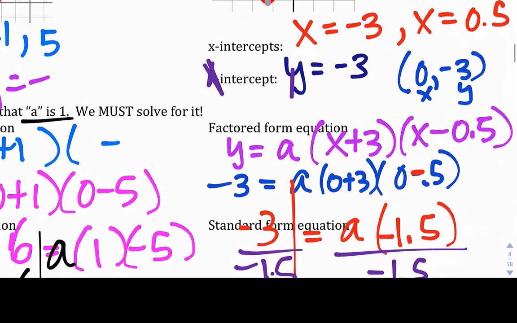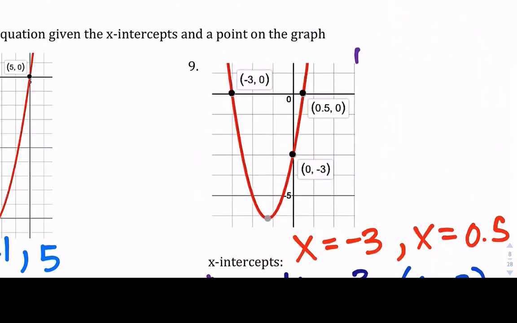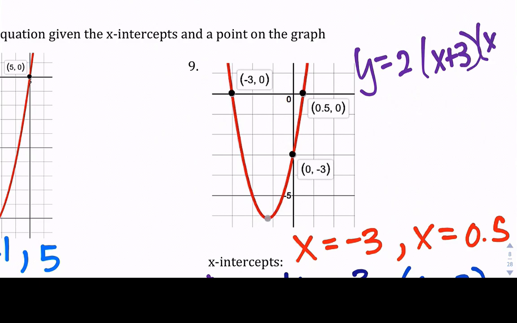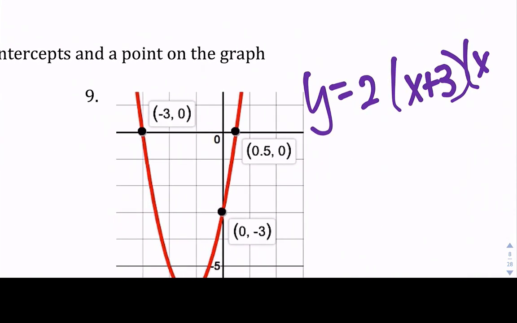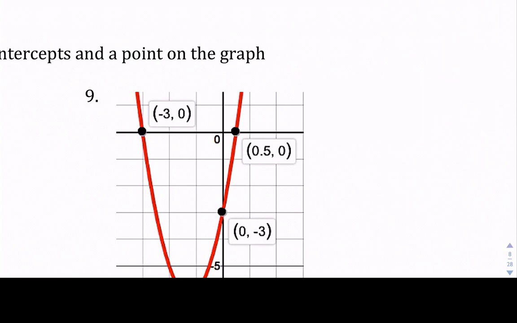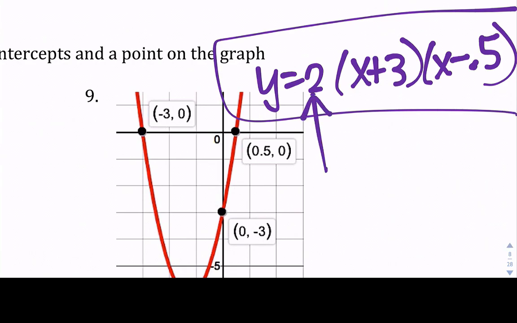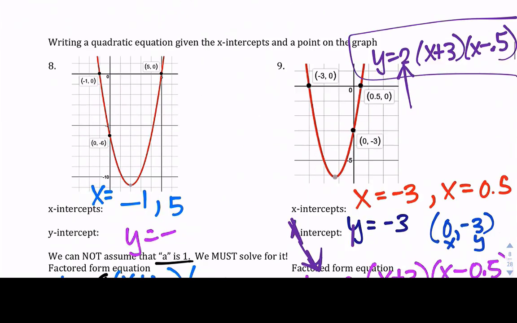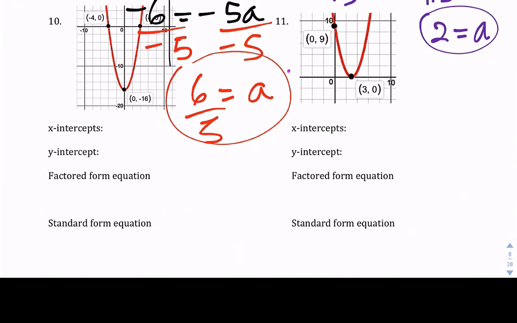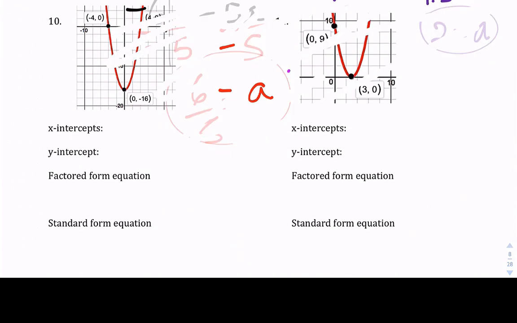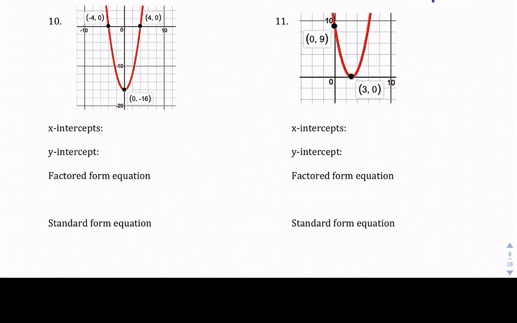And we rewrite this equation right here. Instead of the A, we put in our 2. So we're going to say, all right, y equals 2 times x plus 3 times x. I'm going to squeeze it in. I'll rewrite it. Okay, so again, y equals 2, x plus 3, x minus 0.5 is the equation. So we're going to solve this A value right here. We plug in the y-intercept, and we solve. Okay, let's try 2 more. And I apologize, there's not a lot of room here.